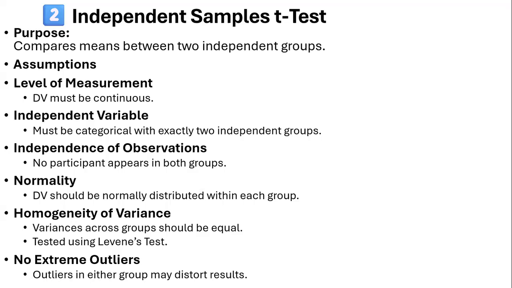Also provide your scores. The moment you do that, then you will be violating that independence of observation. Then, of course, normality must be adhered to, and homogeneity of variance, which holds that the variances across the groups should be equal. So if we are comparing males and females, the presumption is that their age, level of education, religiosity should be equal across the groups.